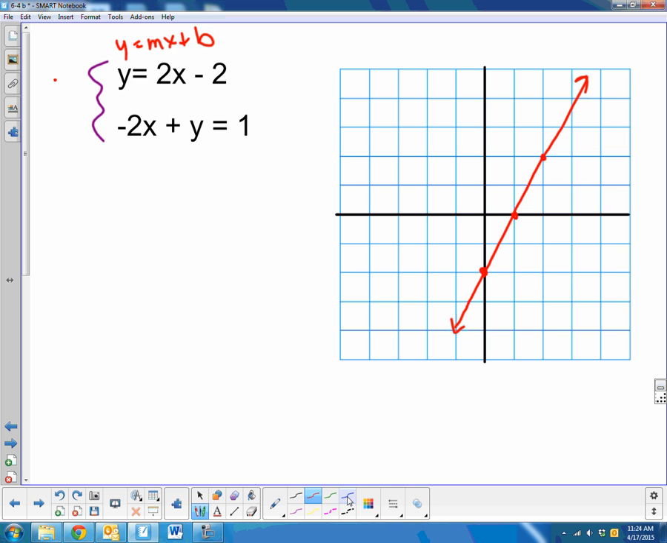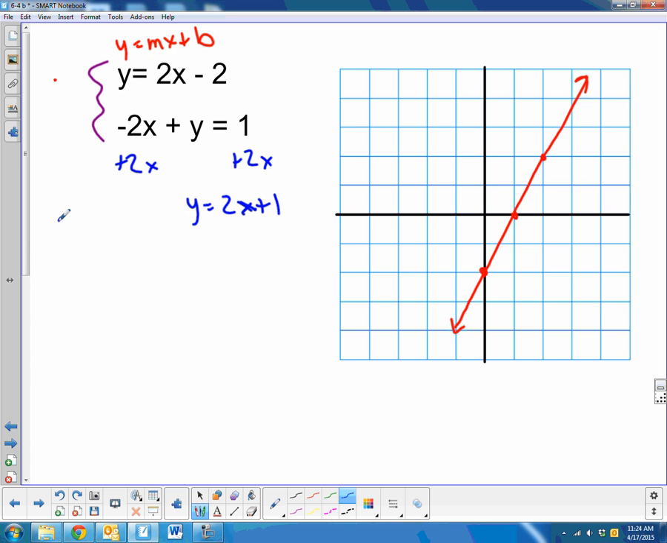Okay, now we look at the next one. Next one is not in a form that gives me everything I need right away, so I need to put it in that form. I need to get y by itself. Hence that first couple of questions we did. So then y equals 2x plus 1. 2x plus 1, there we go. Now I can graph it.